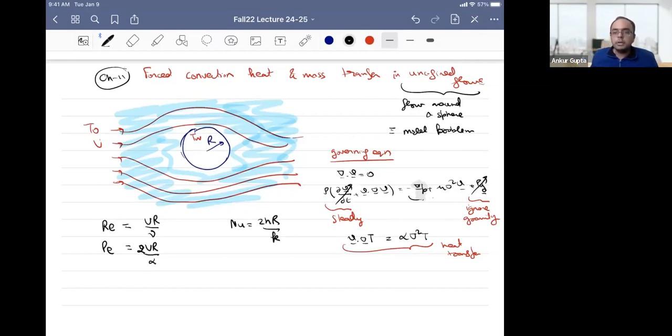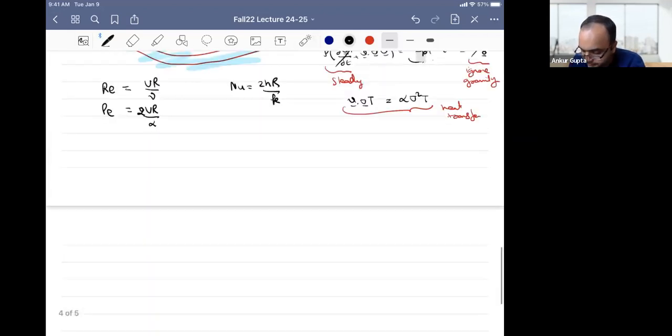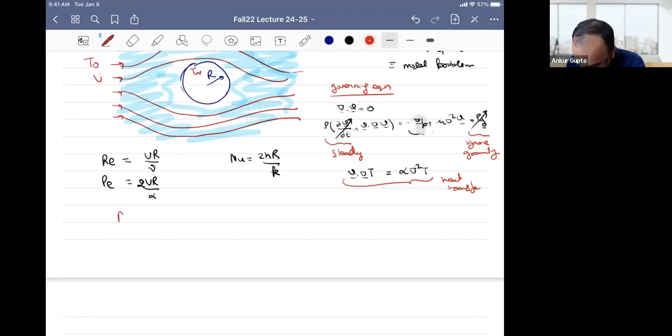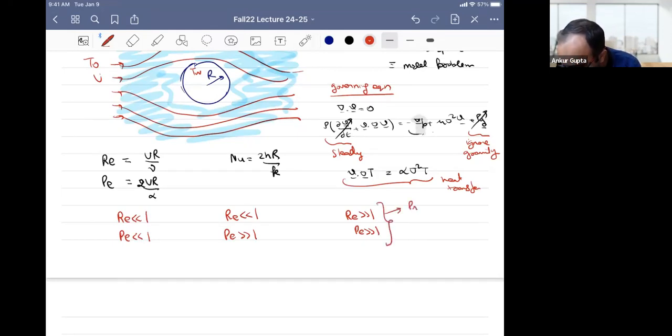So the whole idea here is to find different limits. Okay, so let's find different limits, and I want to discuss them. So you have Reynolds number less than 1, and Peclet number less than 1. Then Reynolds number less than 1, and Peclet number greater than 1. Then Reynolds number greater than 1, and Peclet number greater than 1. But this limit will have two parts: Prandtl number less than 1, and Prandtl number greater than 1.